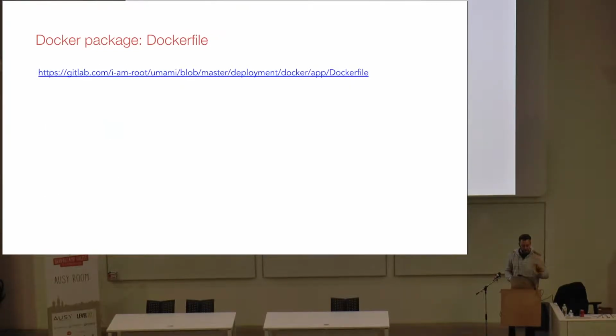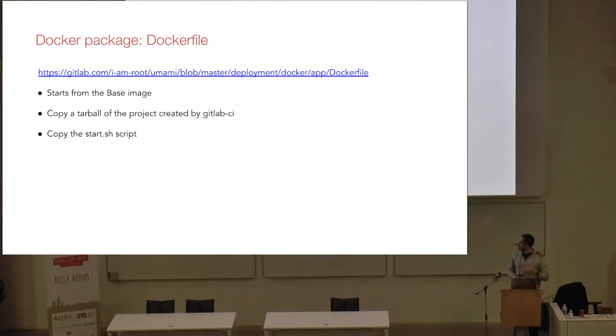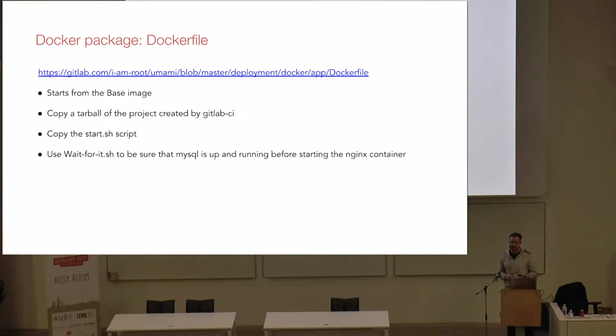Then the Dockerfile itself is located in the repository. It starts from the base image. What it will do then is copy a tarball of this project that was created by the Gitlab-ci pipeline. It will copy the start.sh script, which is your Docker entry point. And for this, I'm still using wait-for-it to be sure that my MySQL container is up and running before actually starting my Nginx container. But this is actually a bit legacy because I started testing with Docker Swarm, and there it was needed.